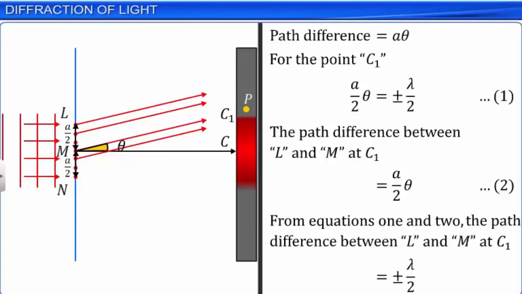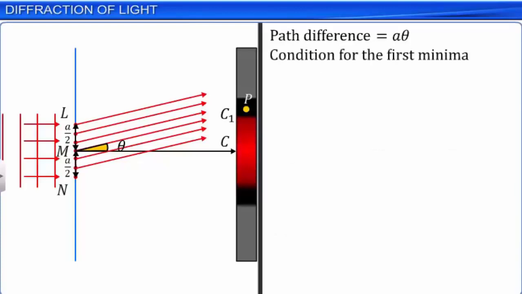Hence, every wave arriving at C1 from the upper half of the slit Lm interferes destructively with the one coming from the bottom half of the slit Mn. The intensity at C1 is therefore zero, and C1 corresponds to the first minimum of the diffraction pattern. Hence, the condition for the first minima is theta is equal to plus or minus lambda by A. Let this be equation 3. Equation 3 implies that the central maxima can be made wider by making the slit narrower.